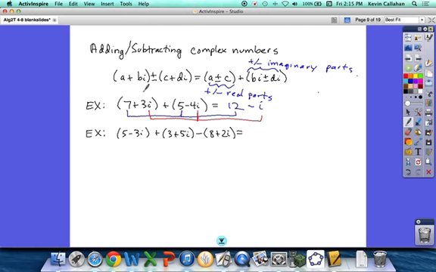So we still want to just keep the real parts together and the imaginary parts together. What are the real parts that we're adding here? 5 plus 3 minus 8, right? That's 5 plus 3 minus 8. That's the real part. And then what about the imaginary part? Yeah, we got to get our signs correct here, right? That's negative 3i plus 5i. And then what's the last one?